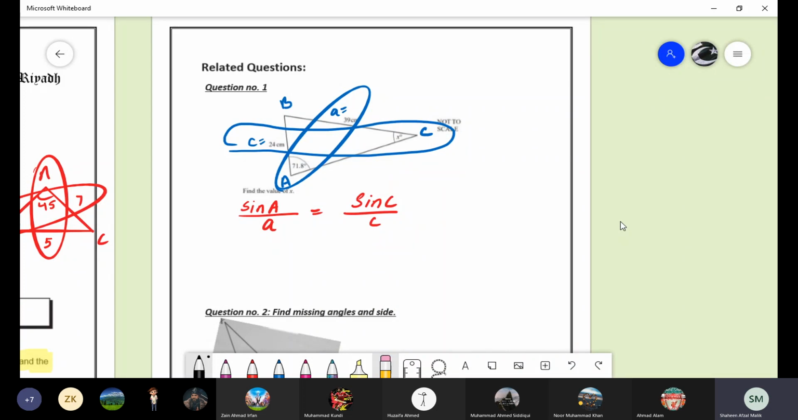71. Solve this question. Ma'am, 71.8 over 39. Yes, sine C over 24. Yes, Abdurrahman, substitute the values and find out the final answer.